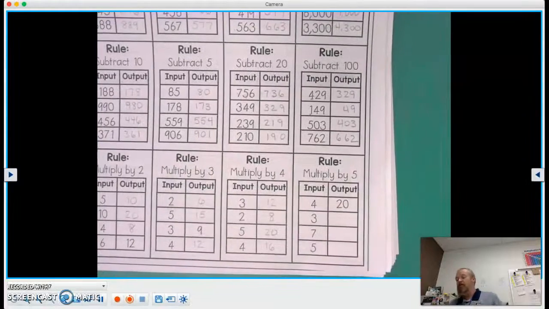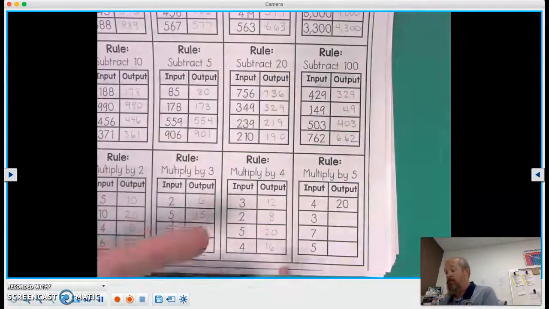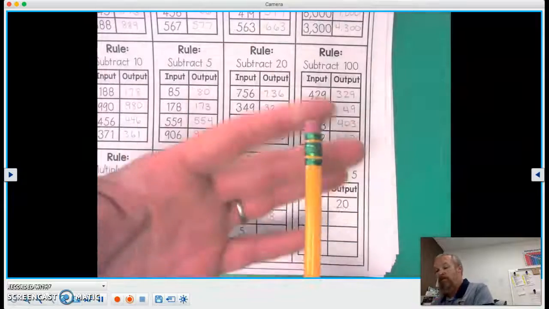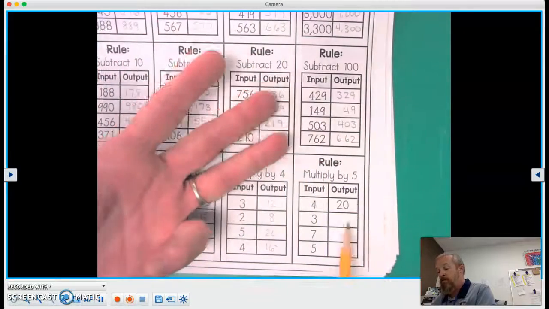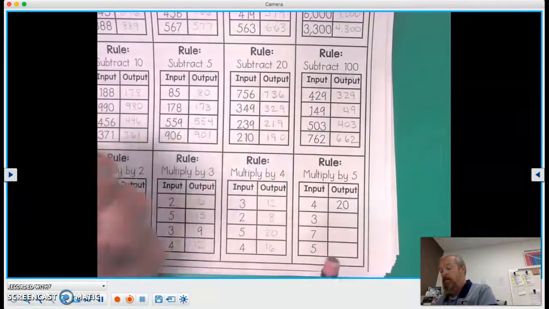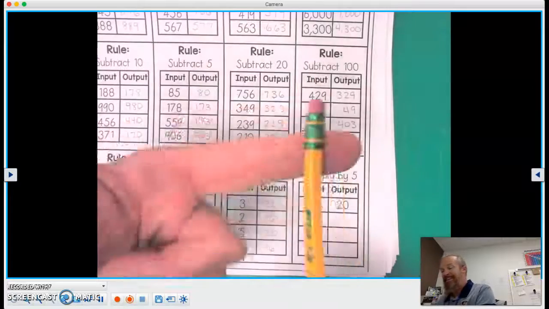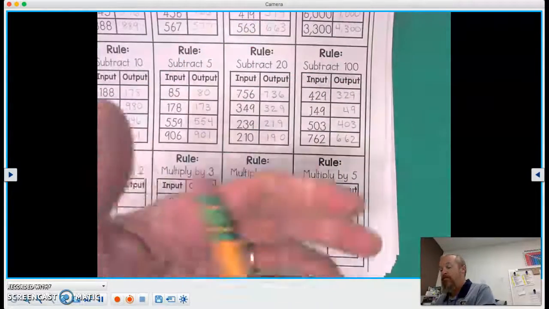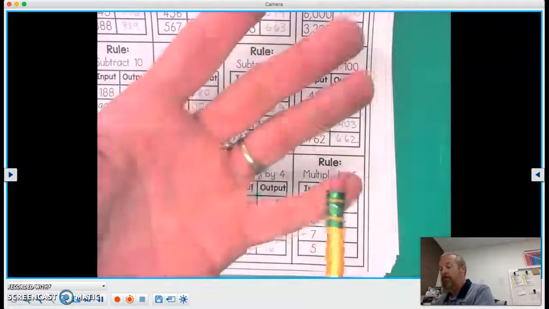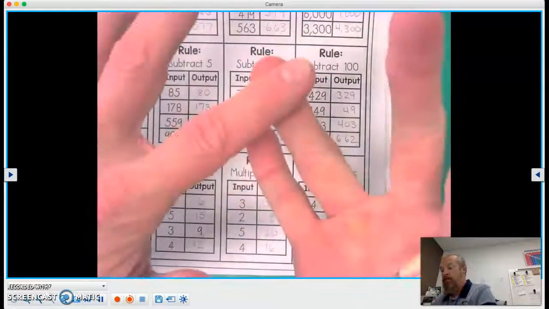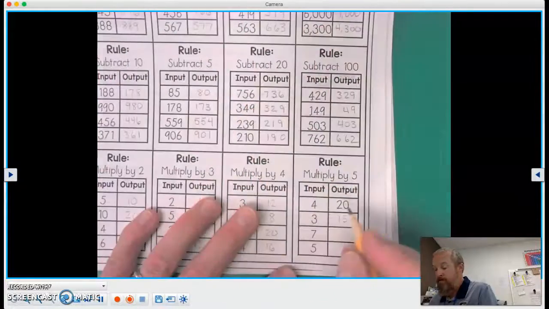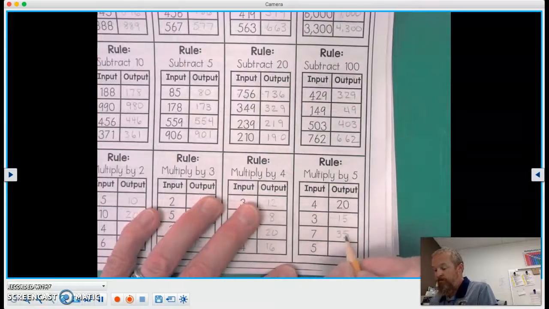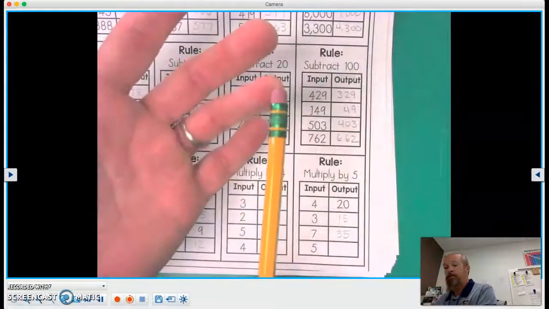All right, here we go. Multiply by 5. We're going to count by 5s. Ready? Here we go. 5, 10, 15, 20. 5, 10, 15. 5, 10, 15, 20, 25, 30, 35. 5, 10, 15, 20, 25.